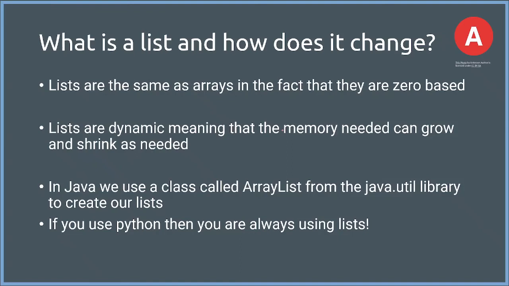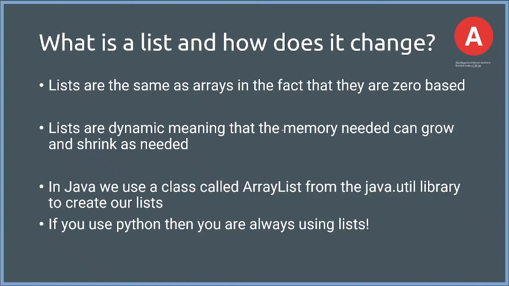So let's have a look at what is a list and how does it change compared to an array. So lists are the same as arrays in the fact that they're 0 based, but they are dynamic, which means that the memory needed can grow and shrink as needed. In Java, we use a class called ArrayList from the java.util library, exactly where we got our scanner from previously.